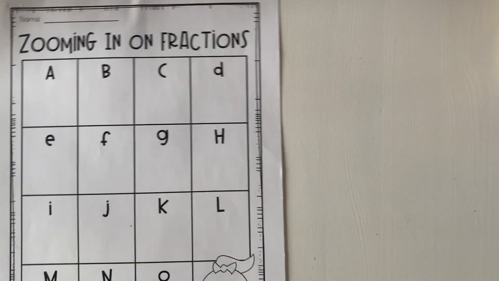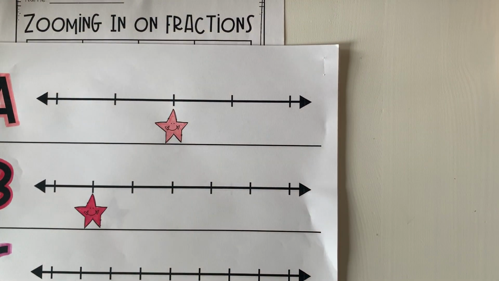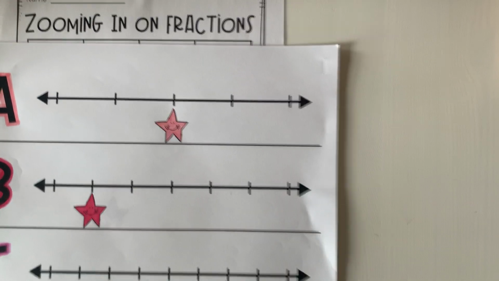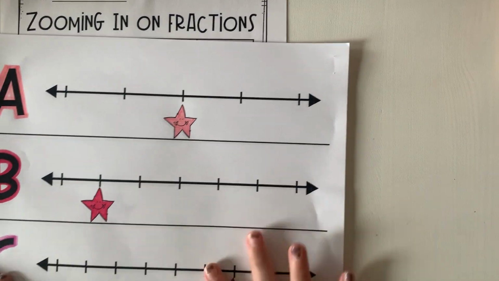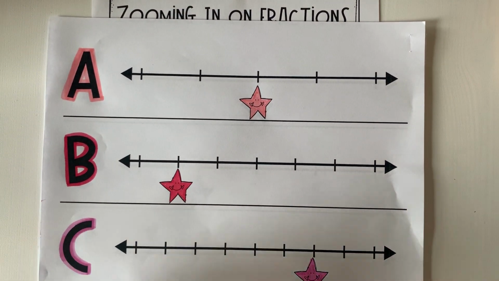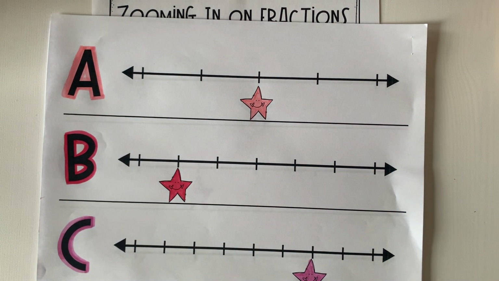So you have a recording sheet to put your answers on. And then you have 5 pages of number lines. So what you're doing is you're looking at where the star is. Let me make sure it's all in frame. And recording the fraction on the answer sheet. So first I need to look at A and see how many pieces it's split into.